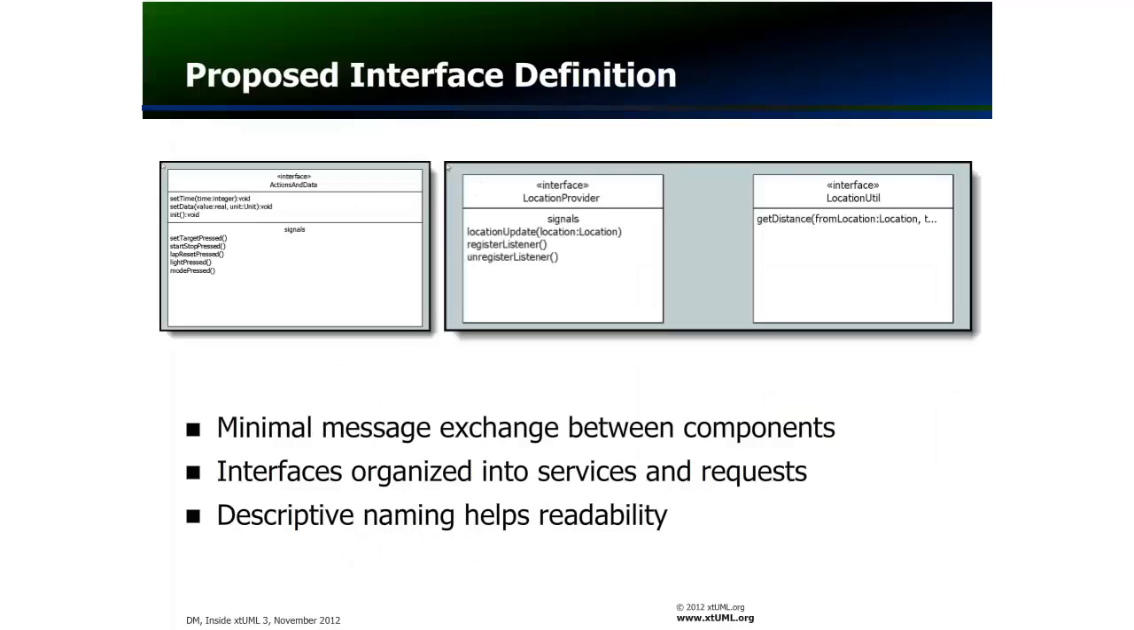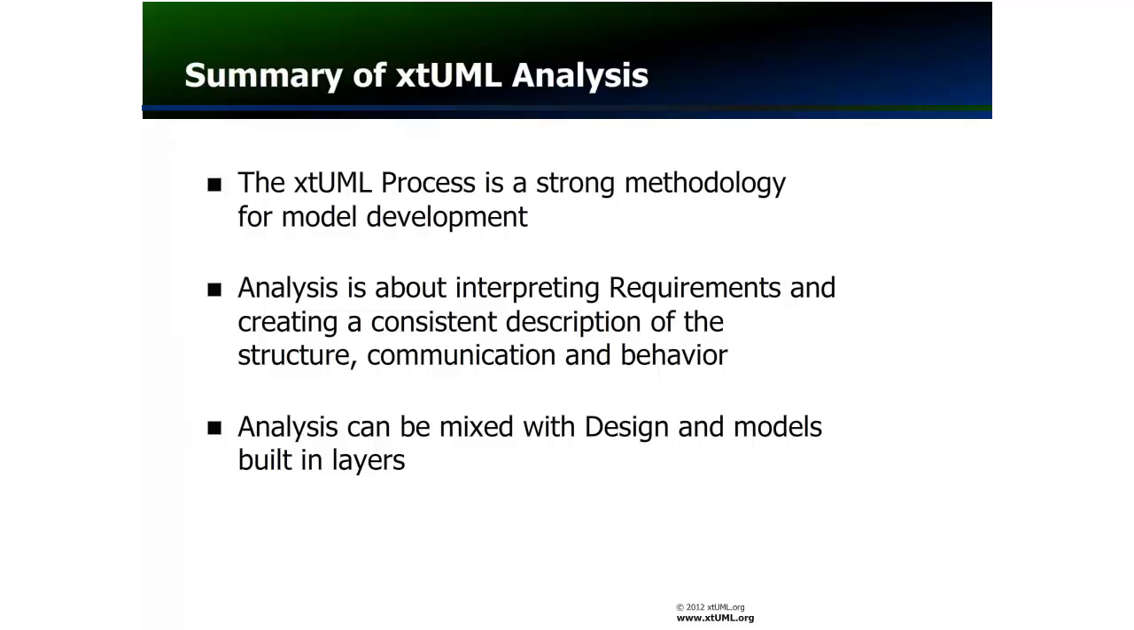For our runner's watch, the adopted component structure leads to a small number of ports and very compact interface definitions. The definitions are organized into services and request messages, and descriptive names have been created. These names go a long way to raising the readability and improving the comprehension of the analysis model. With the completion of the component diagram and the associated interface definitions, Step 1 of the xtUML process is completed, and the design step can now begin.